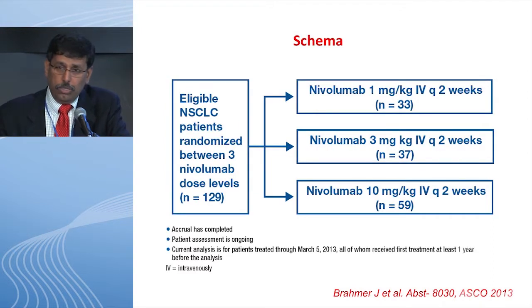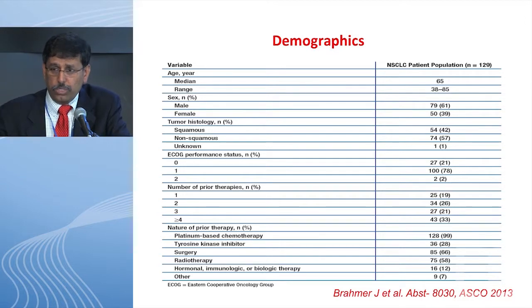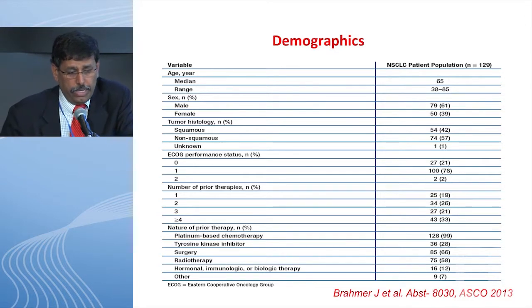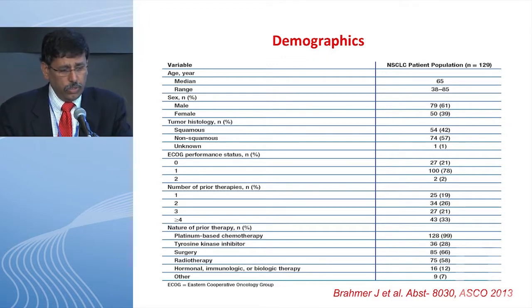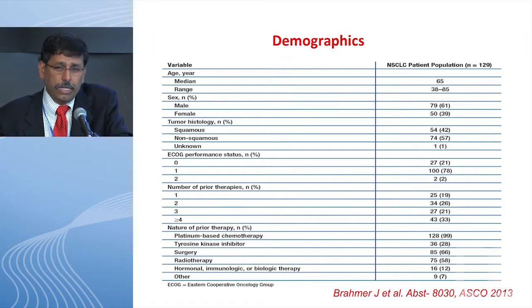But the focus on this presentation, of course, our talk is going to be on lung cancer. And you may recall that 3 different doses were tested, 1, 3, and 10. The bottom line is 1 didn't look so good, 3 and 10 looked about the same. 3 milligram per kg IV every 2 weeks is going to be the dose that's being pursued. And even though it's a phase 1 study, 129 patients with lung cancer, standard group of lung cancer patients, nothing unusual here, enough patients with both squamous and non-squamous non-small cell lung cancer.